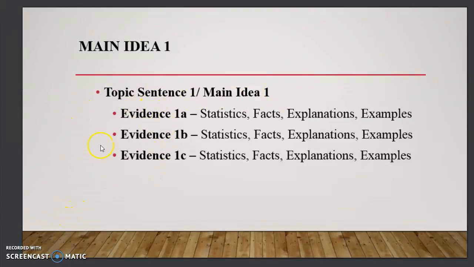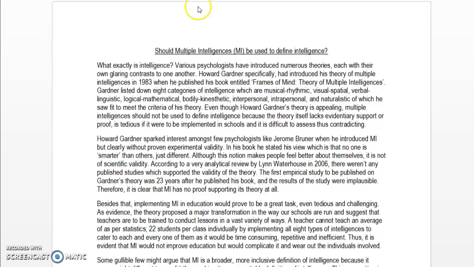Alright, so typically a body paragraph consists of, number 1, a topic sentence, and evidence that consists of statistics, facts, explanations, and examples. All these we also call supporting sentences. These supporting sentences have to support your topic sentence or your main idea. And then there's another one here, which is what we call concluding sentences.